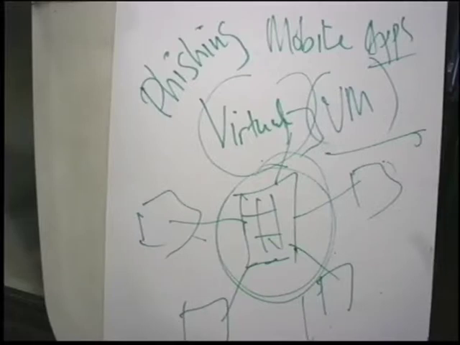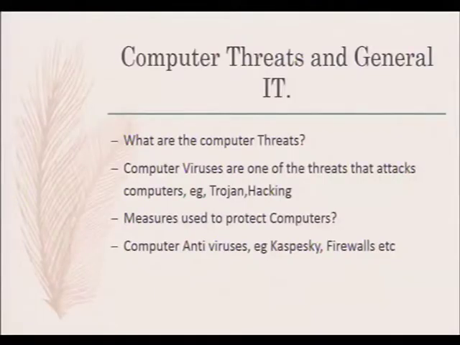Now you also need to understand how you can protect your computer from threats. For example, we use antiviruses to protect ourselves. One example of an antivirus is Kaspersky. So look up different types of antiviruses. And in big companies, people install what we call firewalls. They are also one way of protecting a computer from computer threats.